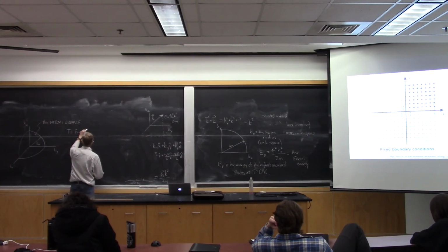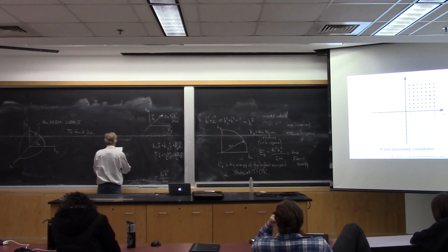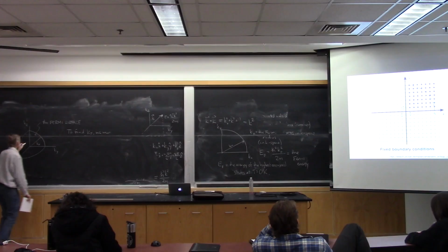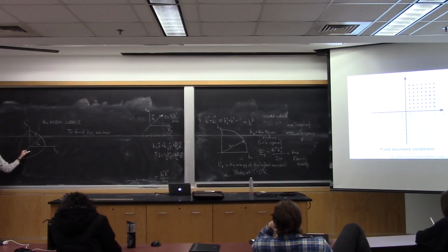To find k sub f, so in the ground state, all the particles are inside here. In K space, they're all inside here. They all have energies less than the Fermi energy, just like over there in the ground state.